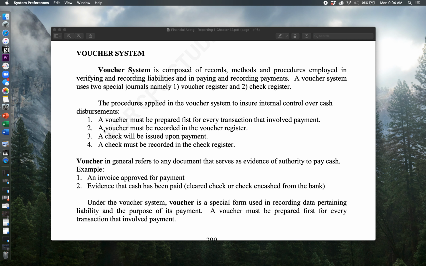Yan. So, yung voucher na yan, kailangang i-record sa voucher register. A check will be issued upon payment, and also a check must be recorded in the check register. So, dalawang register yan, guys, no? Initially, when we issue voucher, dapat i-record yan sa voucher register. Okay? Once nagbayad tayo dun sa voucher na yun, okay? So, part lang siya doon sa attachment when we issue checks or check payments. So, pag na-issue naman tayo ng check, lalagay siya doon sa check register.